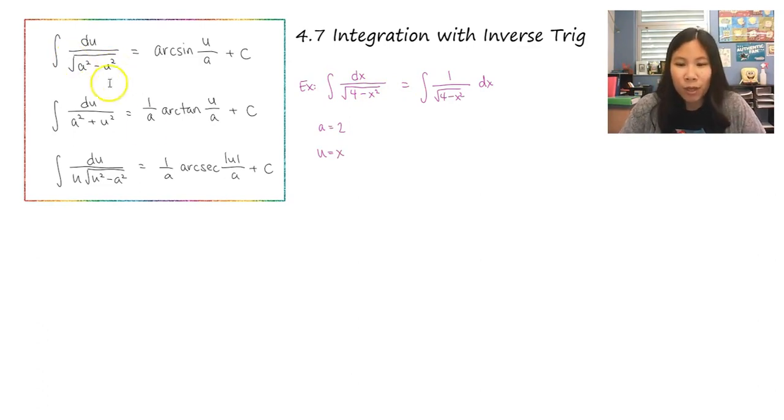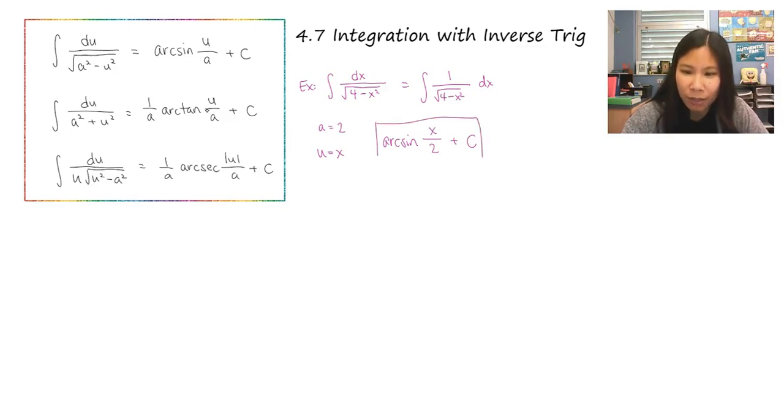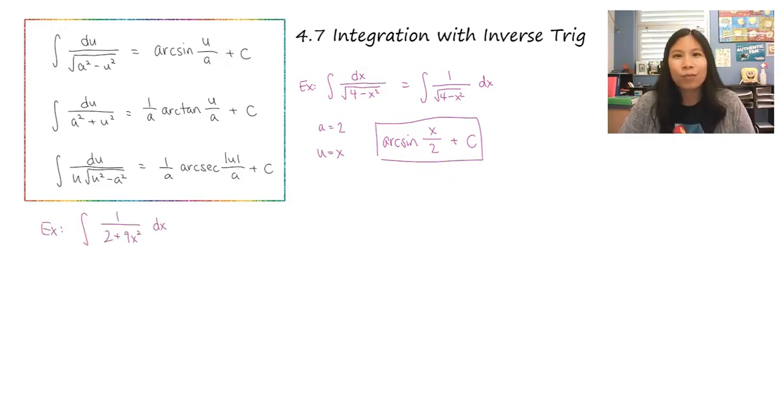All right, so once I know those two pieces of information, then I'm just going to follow the formula to integrate. So arcsine of u over a, so u for us is x, over a for us is 2, plus c, that's it. So the antiderivative, or the integral of dx over the square root of 4 minus x squared is going to be arcsine x over 2 plus c. Done. All right, so next, let's try to make this slightly more complicated now.